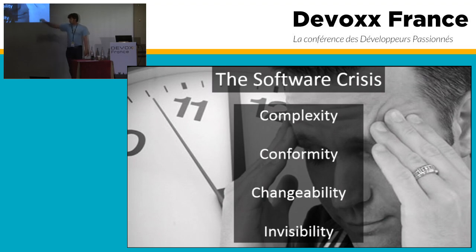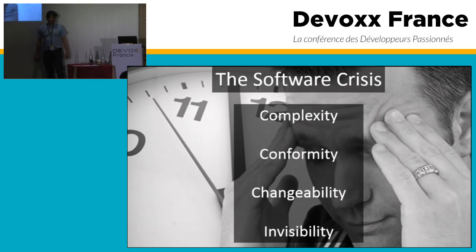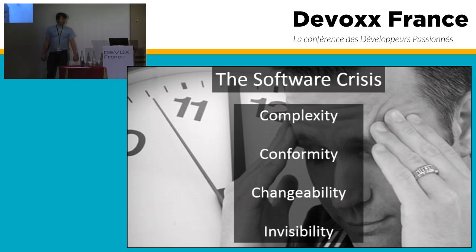Changeability, that's something very modern, well, it was relevant back in the 60s, but something still very relevant today. People always want changes. We're maybe a little bit better at managing that with Agile, but I think it still remains a problem.